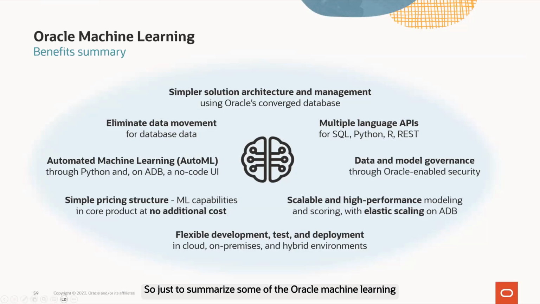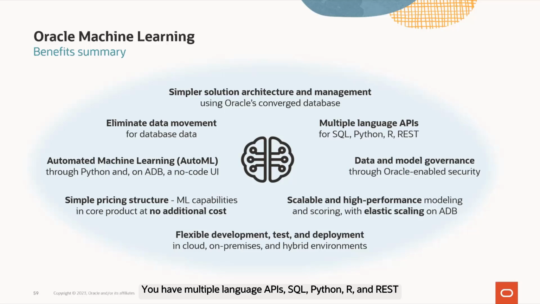So just to summarize some of the Oracle machine learning benefits, we've talked about having a simpler solution architecture and management. In part, this is based on Oracle's converged database because you don't have a separate machine learning engine. This is included in your database itself. And so you can immediately take advantage of these capabilities without having to move the data. By eliminating data movement, you're also simplifying the process and taking advantage of performance benefits of having that data in the database with database parallelism enabled.